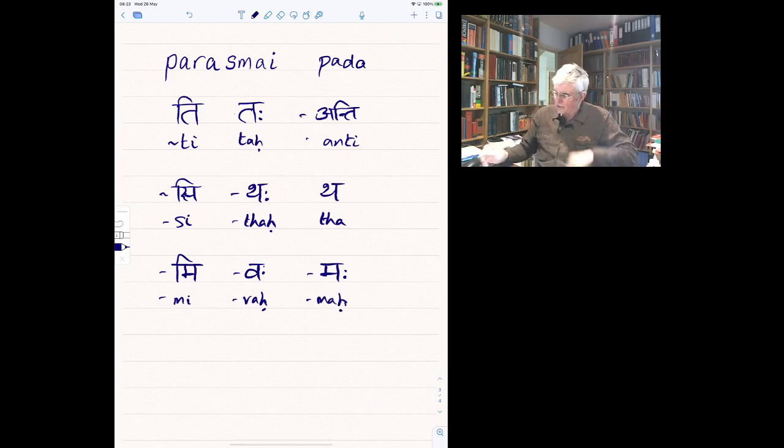So don't try to learn these by heart yet. You'll pick them up very quickly as we go along and we see them in running texts. So I read again from the text. These endings are attached to a verbal stem in slightly different ways, depending upon which group the verb belongs to.